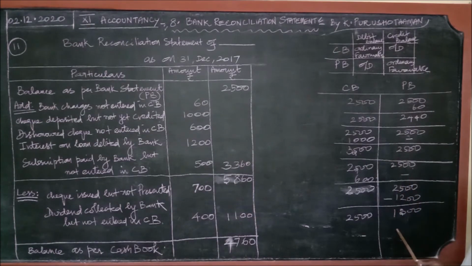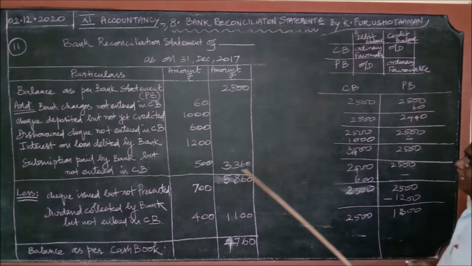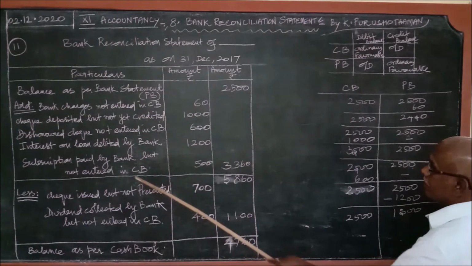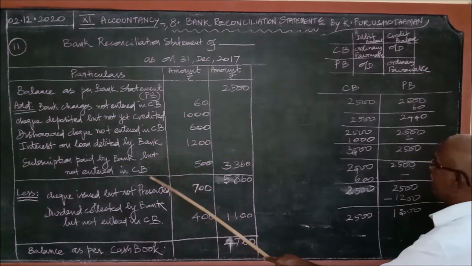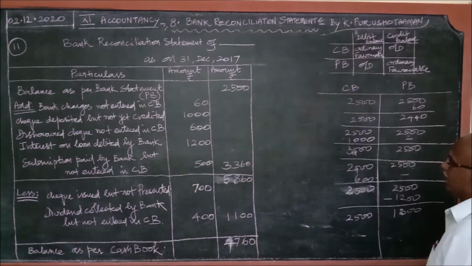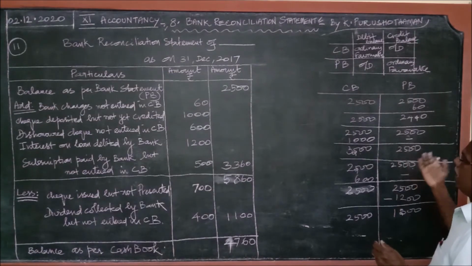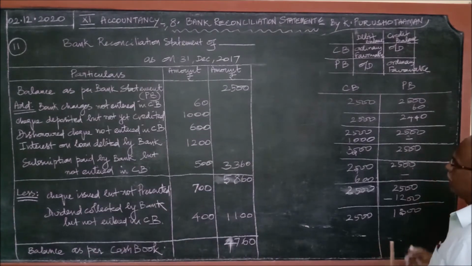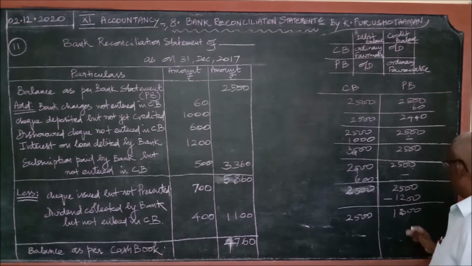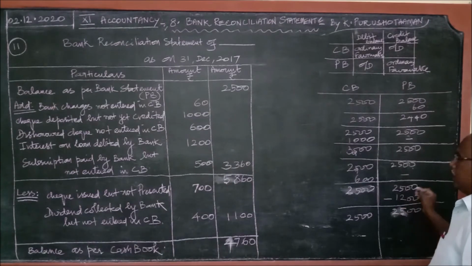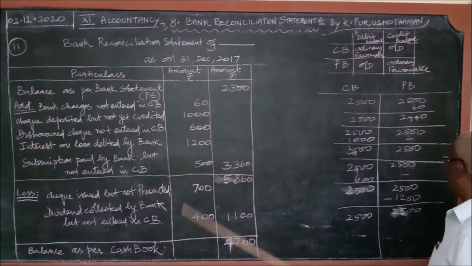Therefore for the increase, what we should do? We should add. Then subscription paid by bank not entered in the cash book. The same thing for some society or for the purchase of newspaper or magazine, the amount is paid by the bank on our behalf. Suppose 2500, this is also 2500. The subscription 500 is paid by the bank.